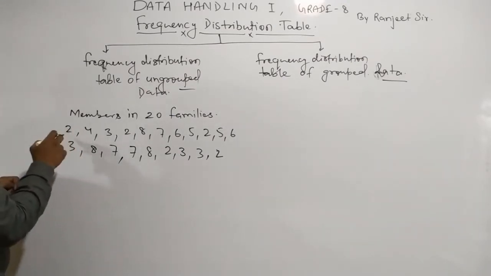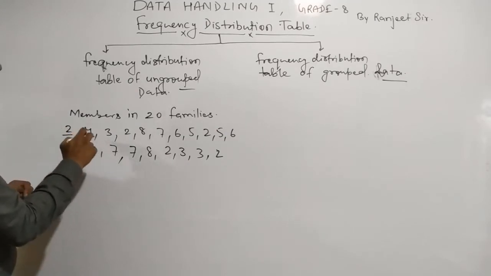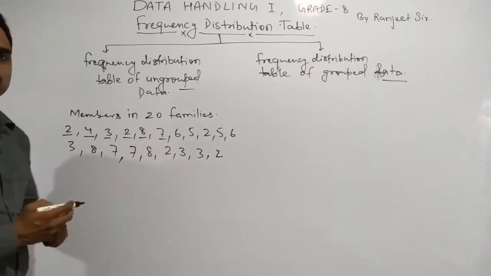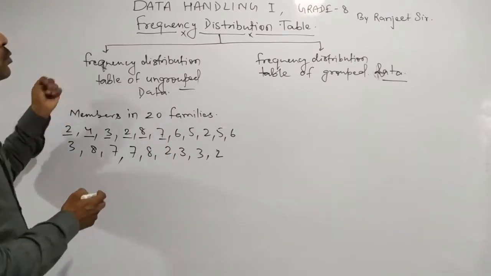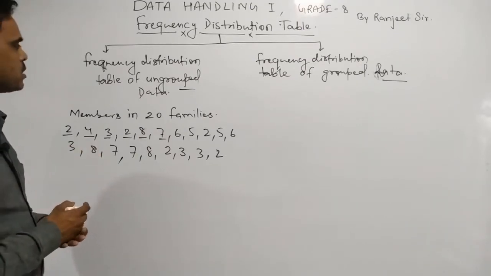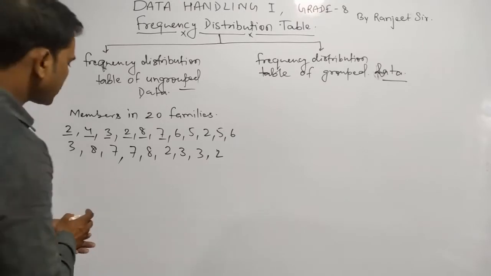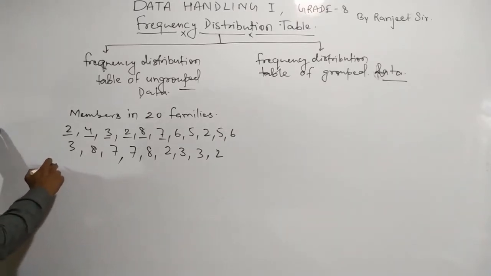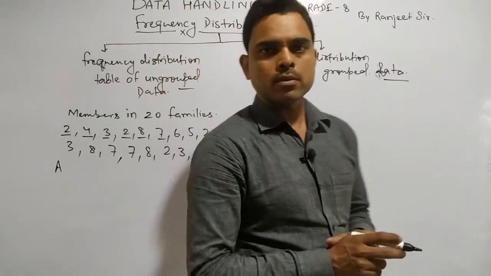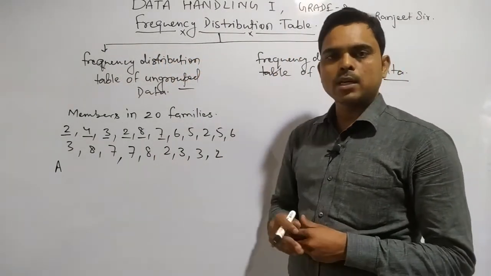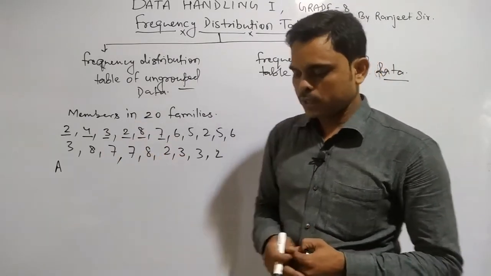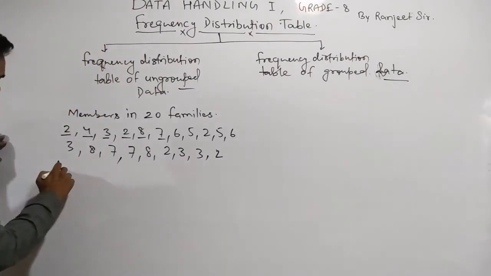In the first family 2 members are there, then 4 members, 3 members, 2 members, 8 members, 7 members. It is like this only. And what we have to do is make a frequency distribution table. So first of all, this is my suggestion: if you are going through any question in data handling, first you find the array. Okay, so here I am doing that only.